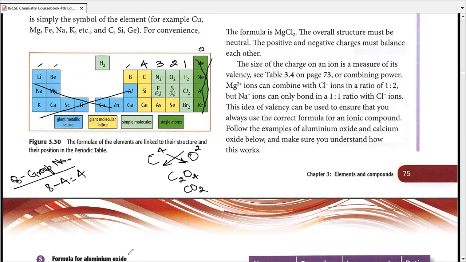Make sense? Yes. But sir, could you please repeat the last part? We actually simplified it. It's C1O2 because 2 ones are 2, 2 twos are 4. And since we don't write 1, it would become CO2. Easy enough.